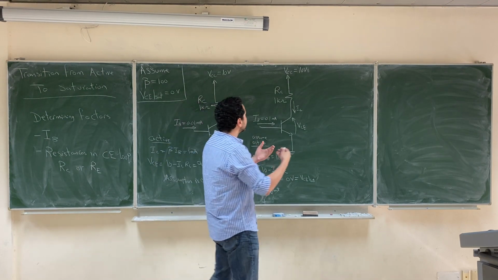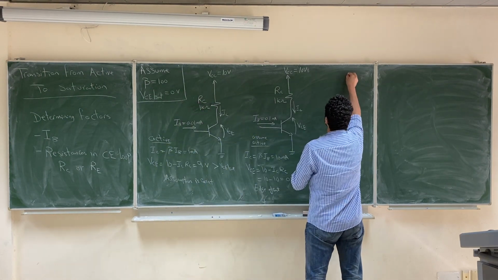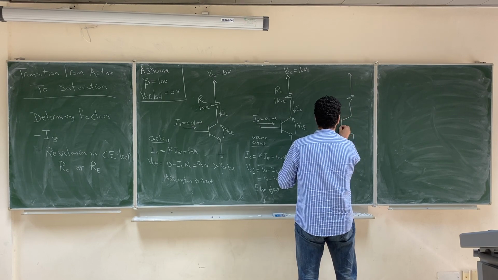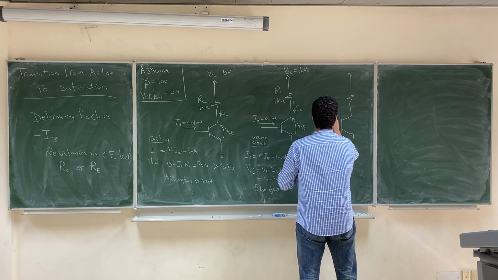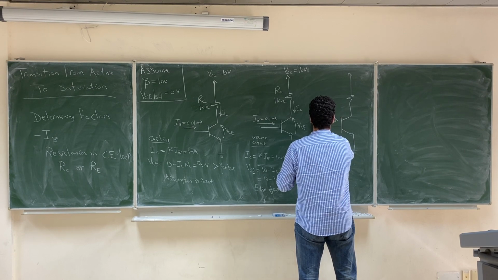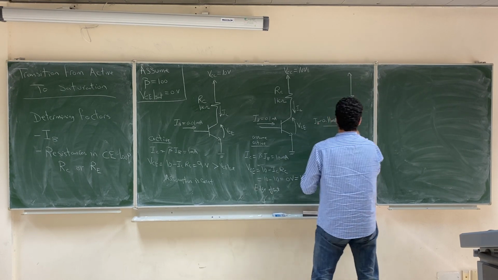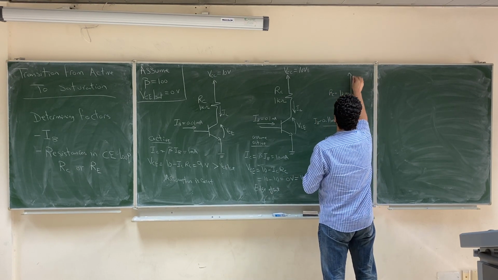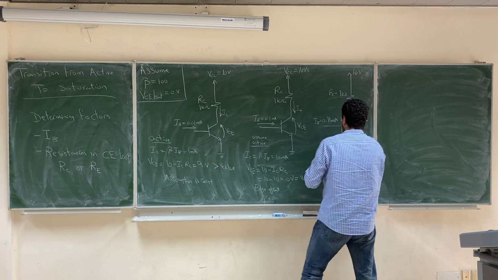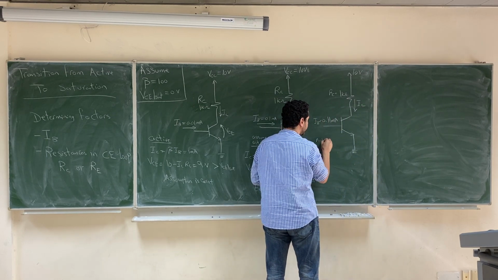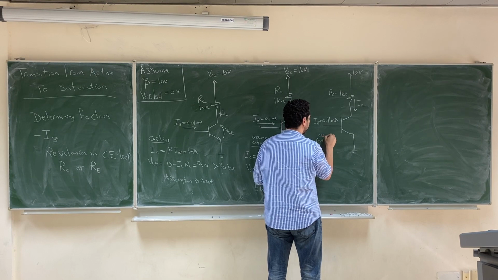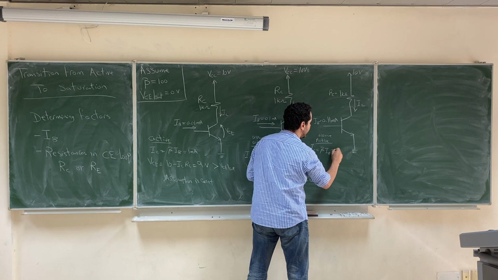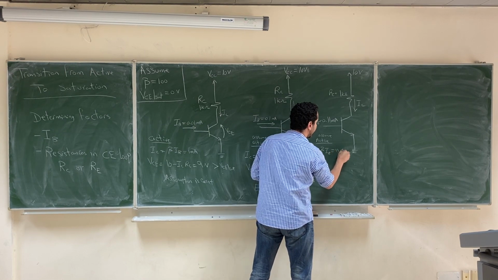If we try to increase I base more than that, for example to 0.11 milliampere, let's see what happens. Here RC equals 1 kilo ohm and VCC is 10 volt. In this case, if we assume active, we will find that IC equals beta I base. It will be 11 milliampere.